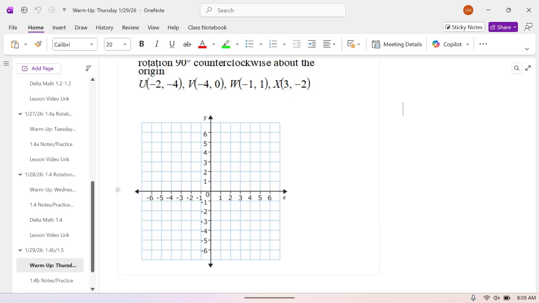All right. So what we're going to be doing today is we're going to finish up that last little bit of 1.4, which is the symmetry aspect. That's very, very quick. And then we're gonna move into dilation, which should be our last transformation that we're learning about.